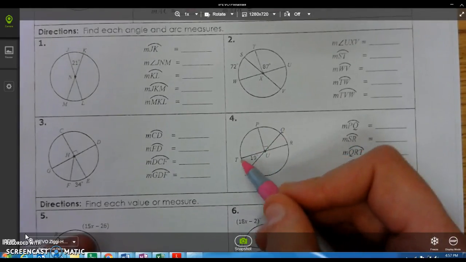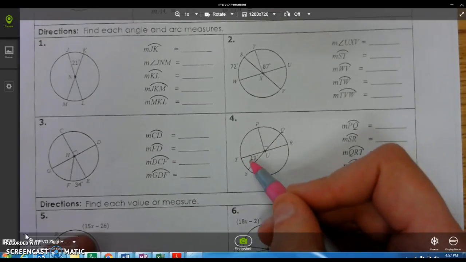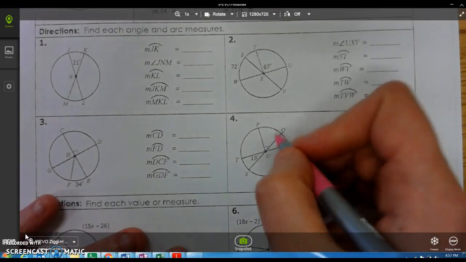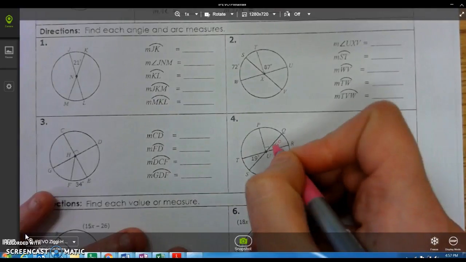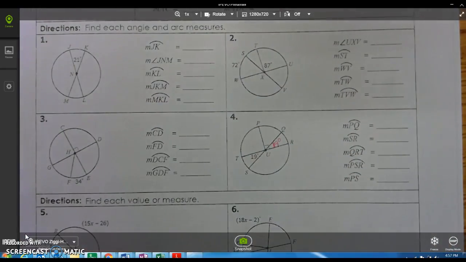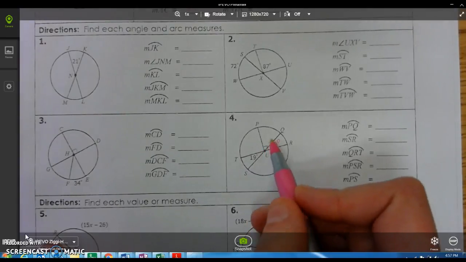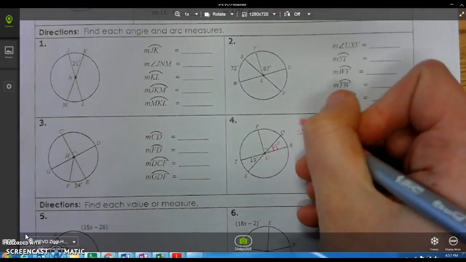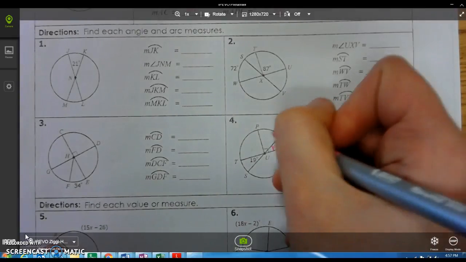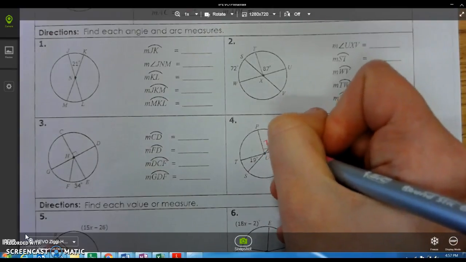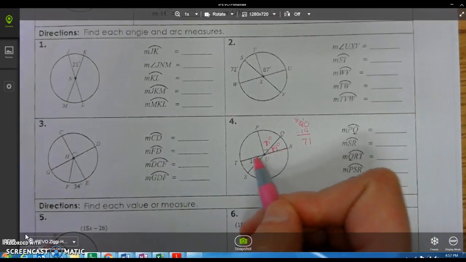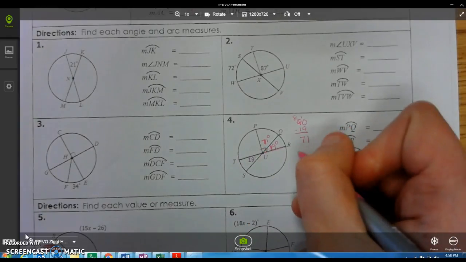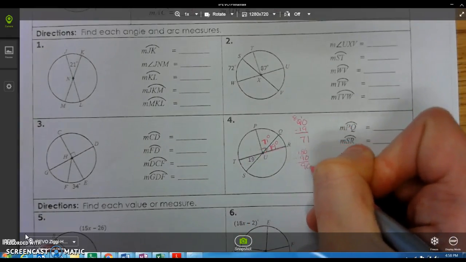I can see that QS and TR are both diameters, which means that these two that are across from each other are vertical. You remember vertical angles are going to be equal, so that's going to be 19. Okay. This was 90 degrees, which means that this one plus this one is 90 degrees. So let's do 90 minus 19. This is going to be 71 degrees. This is a diameter, so these three add to 180. Well, we knew these two are 90, right? So 180 minus 90 is 90.